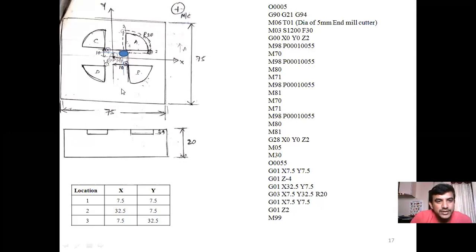So that is the first location. After that, move the cutting tool from the first location to the second location. What type of movement is it? It is a linear motion, so you have to give G01. Then what will be the second coordinates?